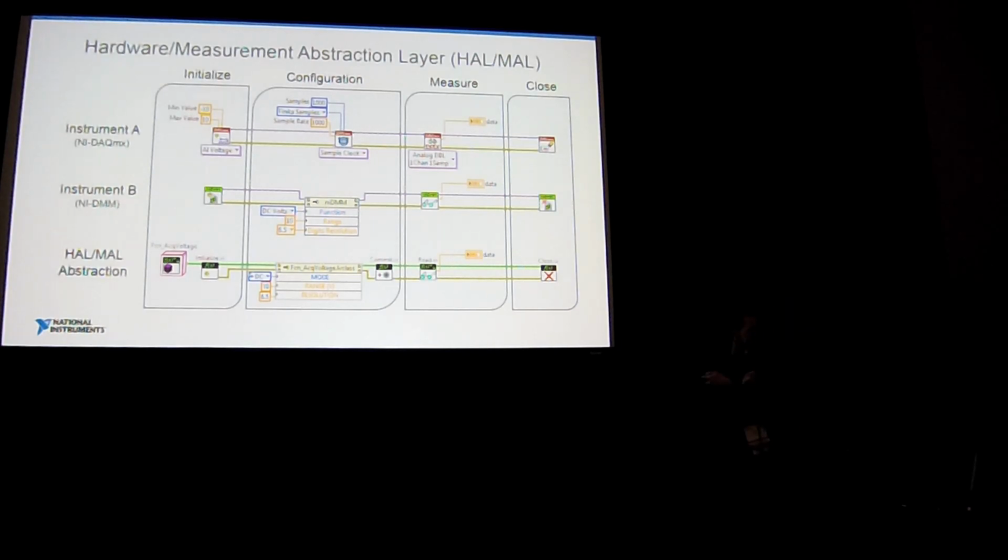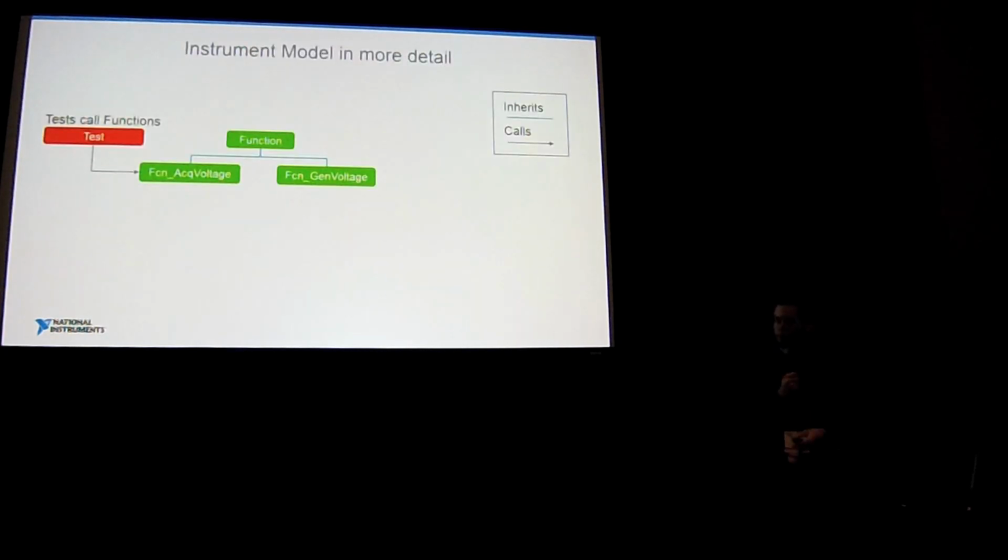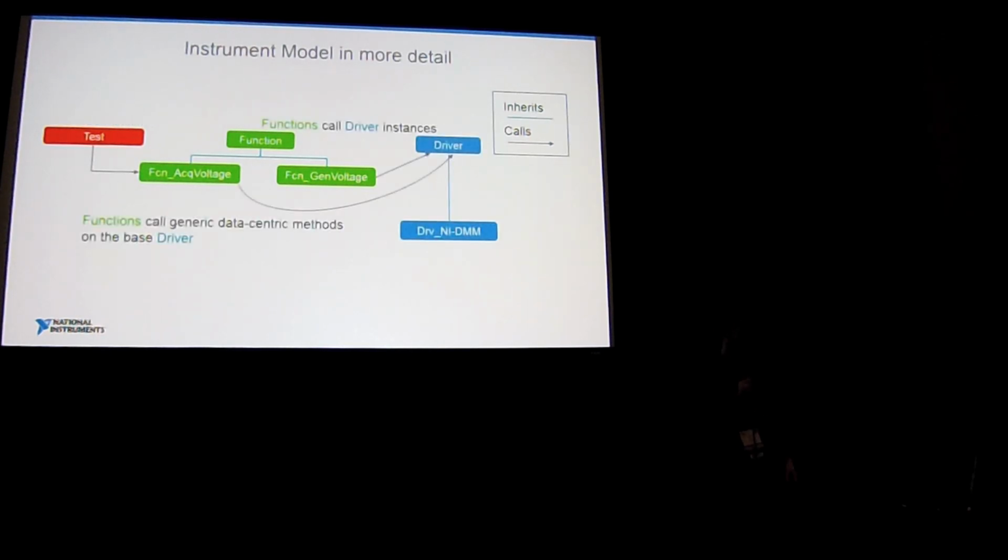But our goal is to get to this bottom area where you write it once and change out whether it's a DAC or DMM under the hood. So you don't change the test code anymore. So that bottom level shows how tests are written against functions. You write to the type of measurement that you're trying to accomplish. Those functions call your drivers. So the MAL calls the HAL.